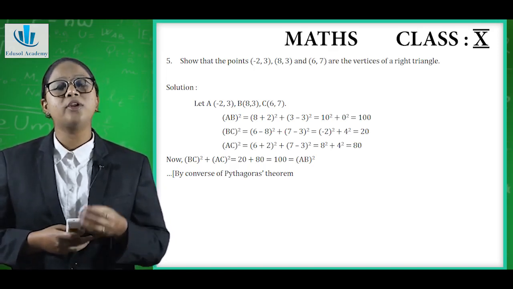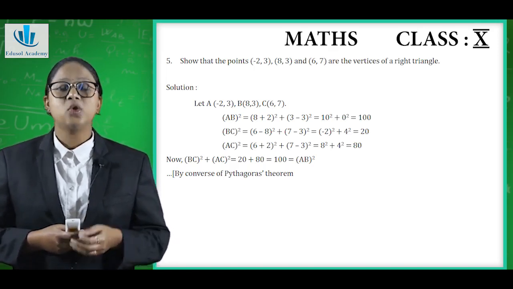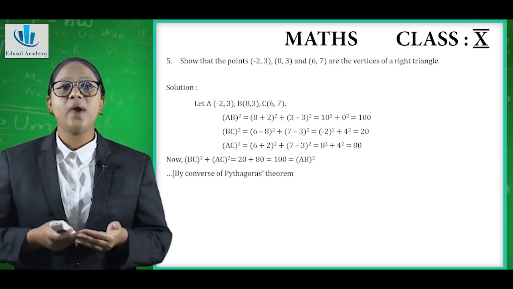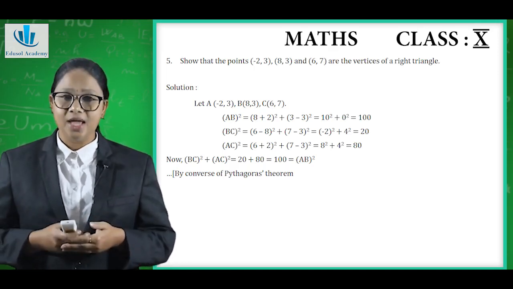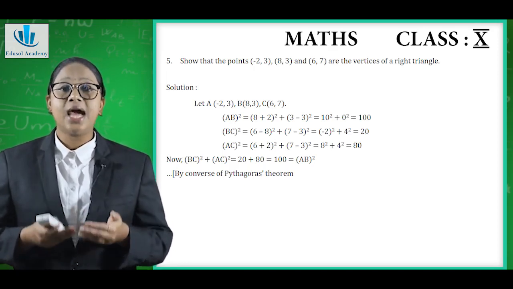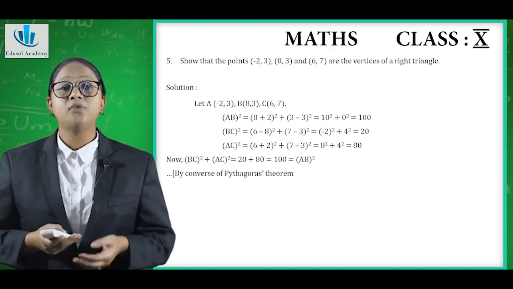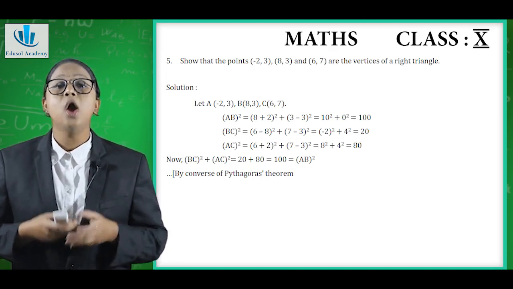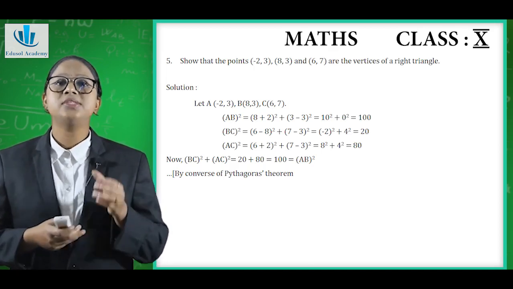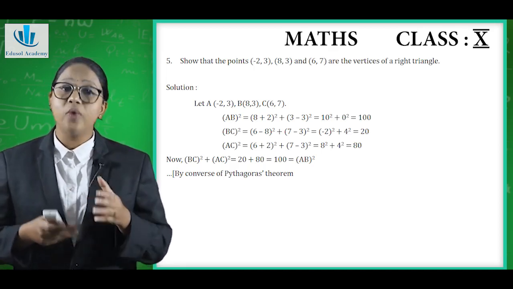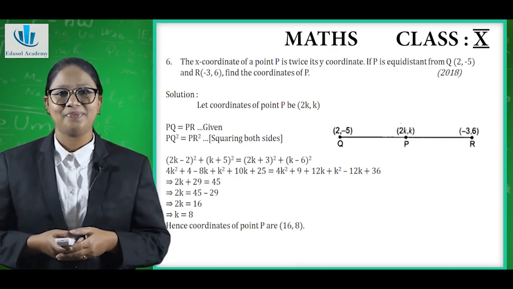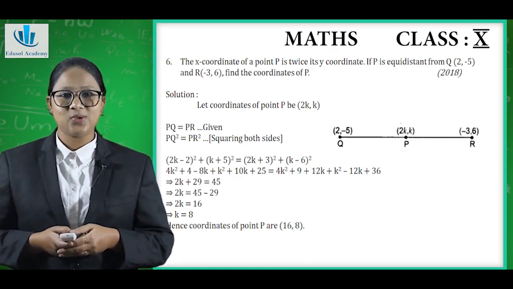So 100 is equal to 20 plus 80. So we can write BC square plus AC square is equal to AB square, which means that the sides of this triangle are satisfying Pythagoras theorem. Therefore, by converse of Pythagoras theorem, we can conclude that these given points will form a right triangle. Moving on to the next question.